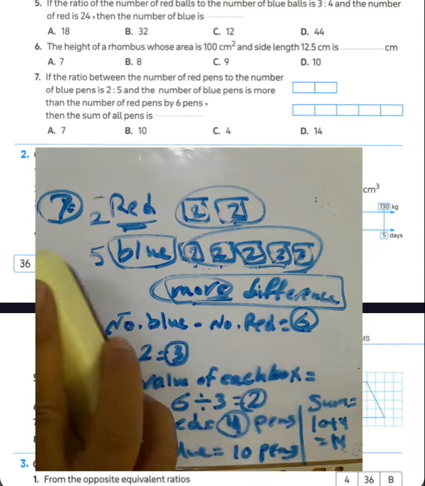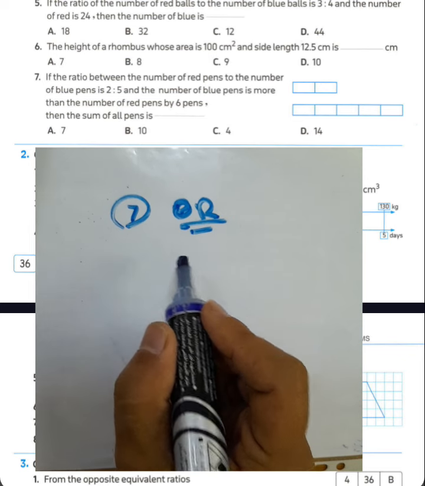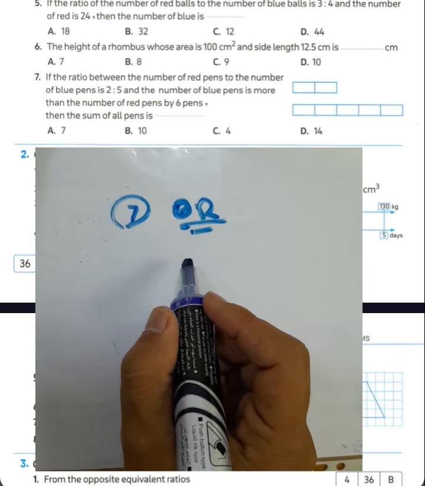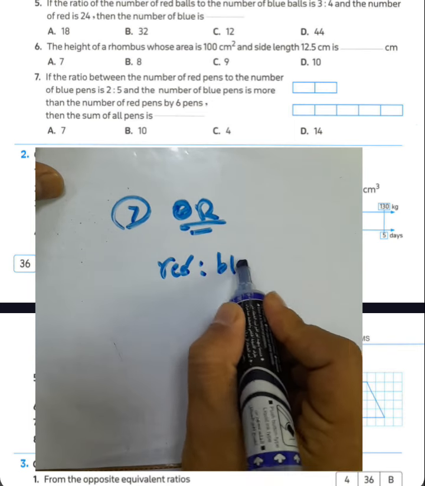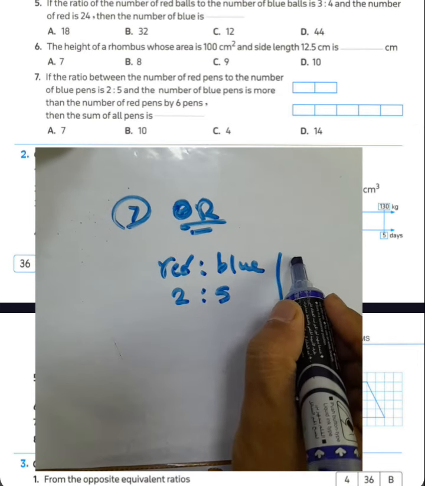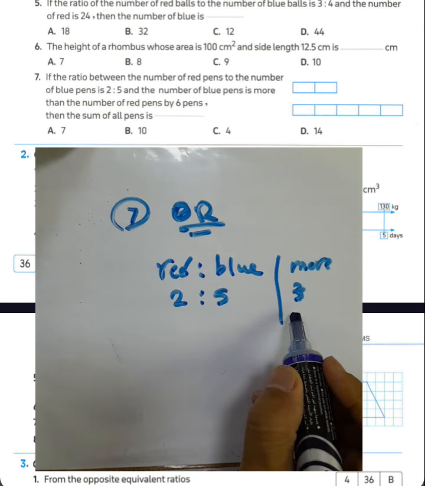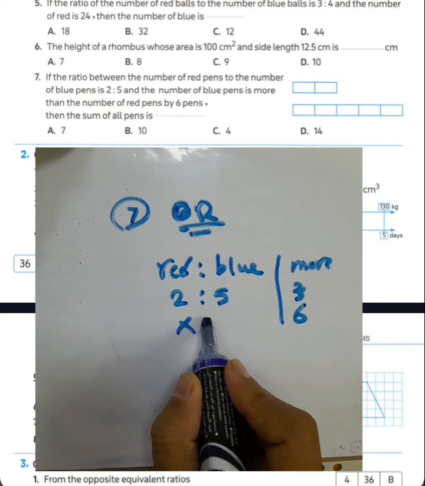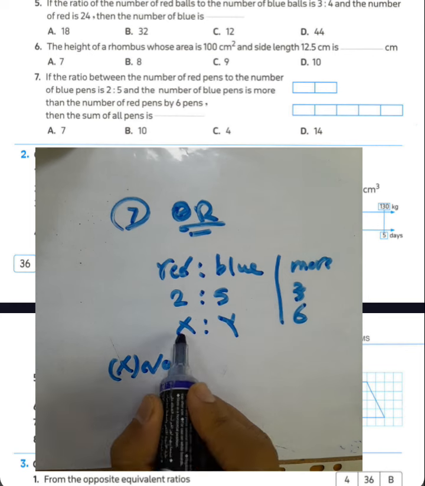Okay, I will solve this example by another method, or you can solve this question by another method. They give us the ratio between the numbers of blue and red. He gives us the ratio of red to blue. The ratio between them is 2 and 5, and he gives us the difference. 5 minus 2 is 3, and the difference between the numbers of them will be 6. We can put x here and y here. x refers to the number of red.